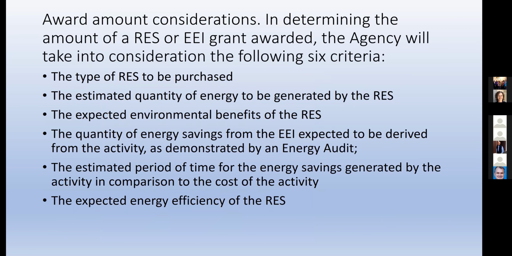Okay, we're kind of getting more into scoring. In determining the amount of the grant awarded, the agency will take and consider the six following criteria: the type of renewable energy system to be purchased, the estimated quantity of energy to be generated, the estimated environmental benefits, and the quantity of energy saved from the EEI expected to be derived from the activity as demonstrated by the energy audit.